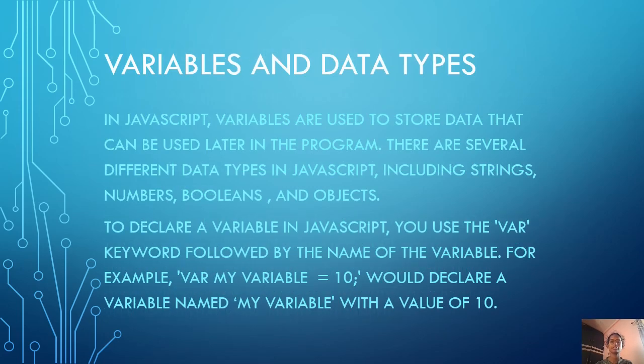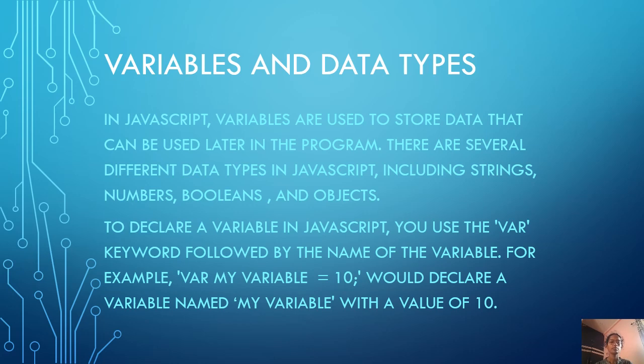The next topic is variables and data types. In JavaScript, variables are used to store data that can be used later in the program. There are several different data types in JavaScript, including strings, numbers, booleans, and objects. Data types like float, char, and double are also present in other programming languages.